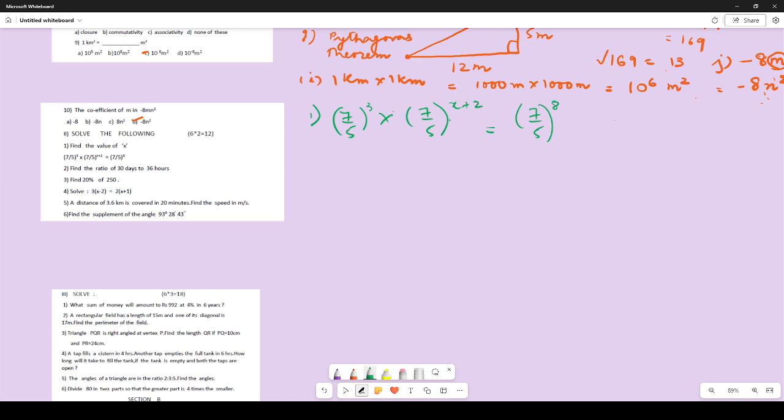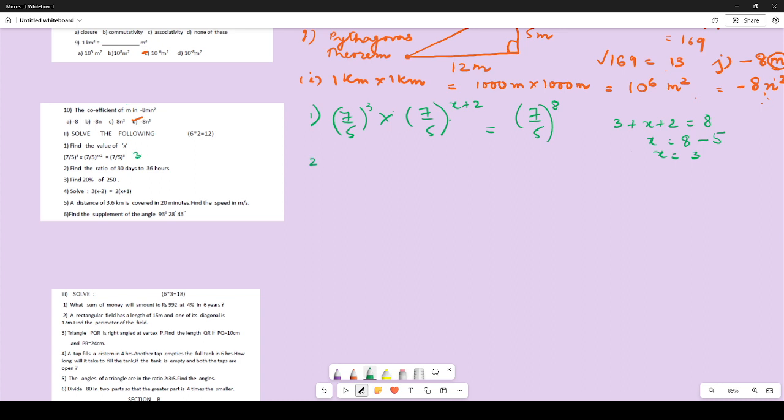Now you see 3. Now if the bases are multiplied, you know that the exponents are added. So what does this mean? 3 plus x plus 2 is equal to 8. So now x is equal to 8 minus 5. When 5 moves from left side to right side, it becomes plus. When it changes sides, the signs change. So it becomes x equals to 3. So here the answer will be 3.